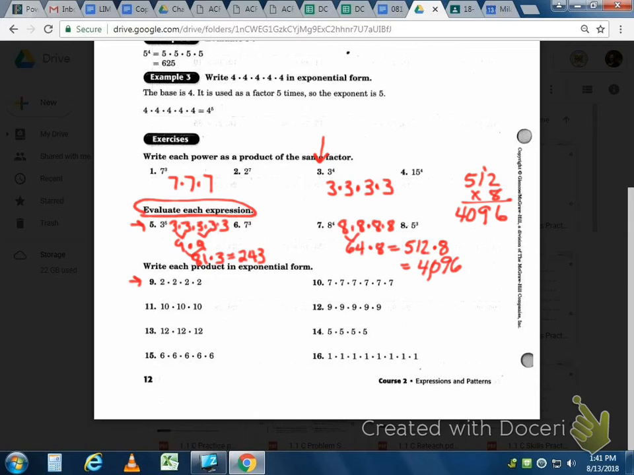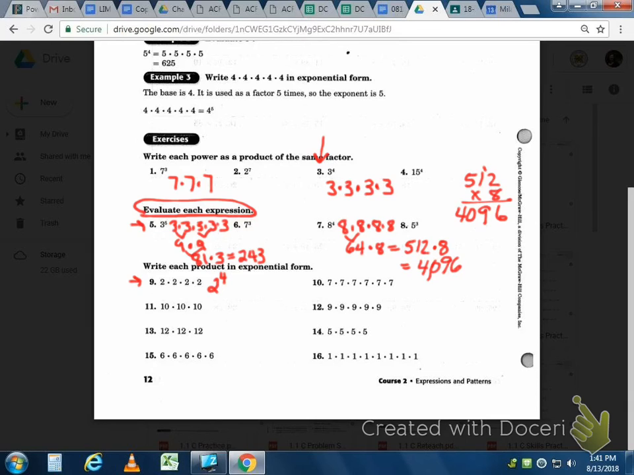Emily, right? Yeah. Emily, what would we write? 2. So what's the base? 2. And how many times is it written? 4. So 2 to the 4th power, the base of 2 with the exponent of 4.